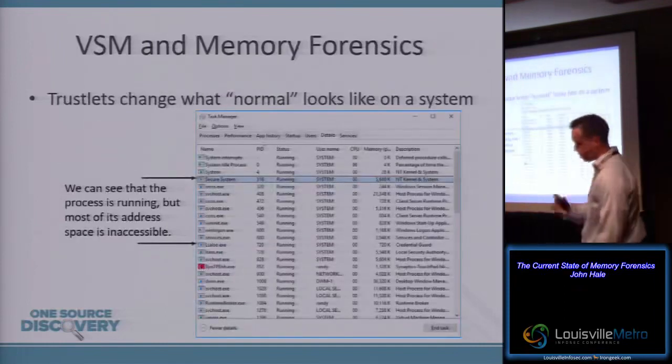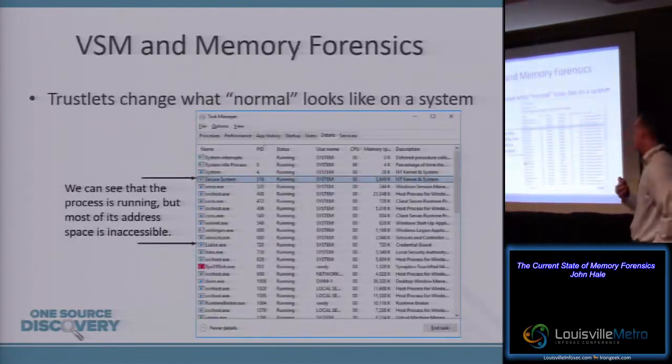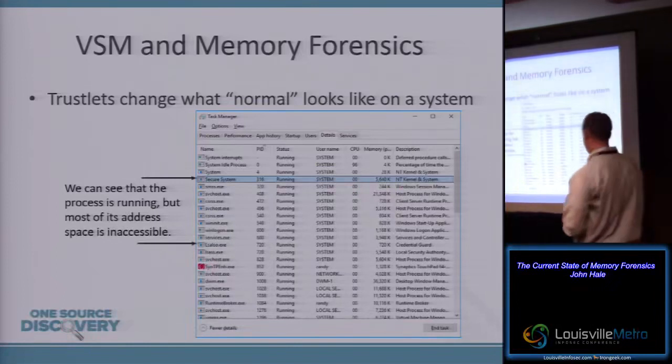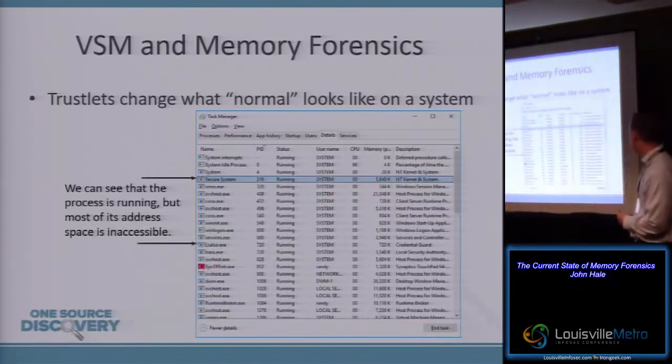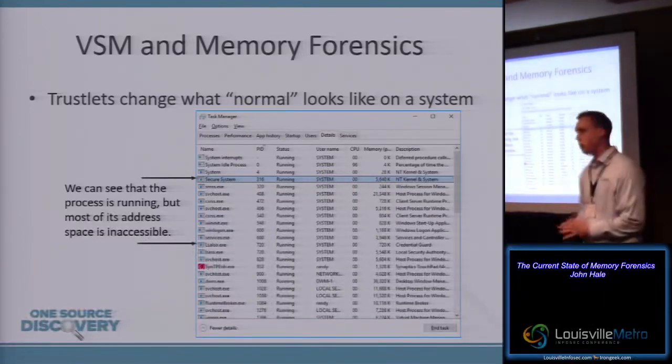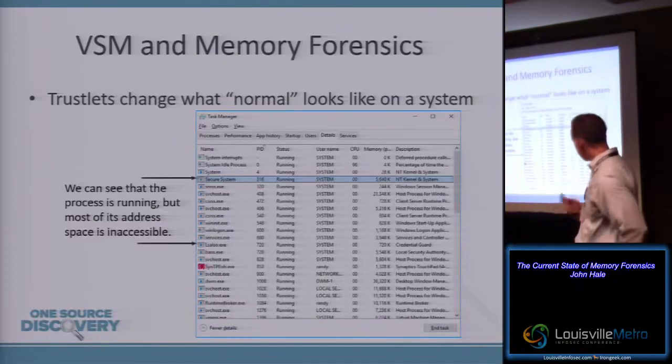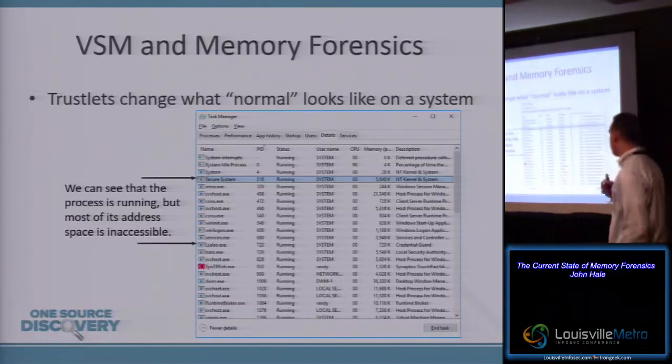So let's wrap up with how this affects memory forensics. Now, from the analysis side, this doesn't do a whole lot other than it creates new processes. So when you have Credential Guard and you have the secure kernel enabled, you'll see the creation of these two new processes, LSA ISO and Secure System. So it changes what normal looks like on a system.